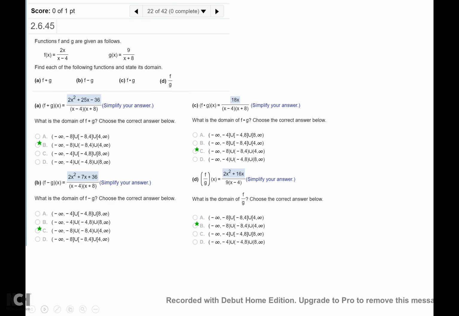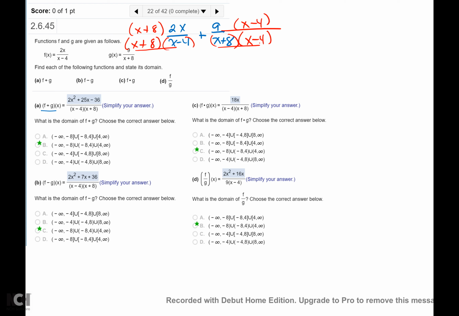Alright, it says functions f and g are given as follows. It says find each of the following functions and state its domain. Alright, f plus g of x. So we're going to have 2x over x minus 4 plus 9 over x plus 8. To add those, we have to get a common denominator, which is going to be one of each of those. So this one's missing an x plus 8. I got to put it on top and on bottom. And this one's missing an x minus 4. I'm going to put it on top and on bottom.